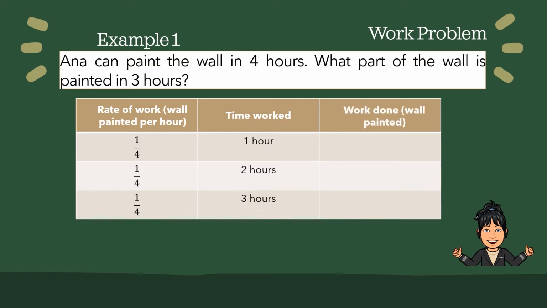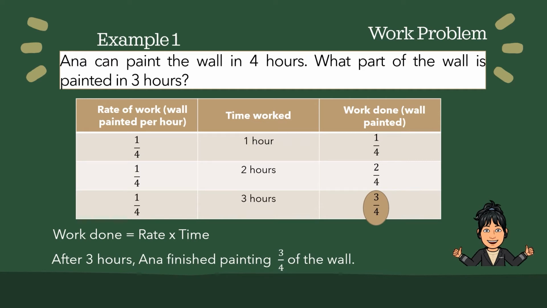And for the third column, we have the work done. The part of the work done by a person or machine is found by multiplying the rate and the time required in doing the task. So, we're going to use the formula work done is equal to rate times time. In 1 hour, the work done is 1/4. In 2 hours, we have 2/4. And in 3 hours, we have 3/4. Therefore, after 3 hours, Anna finished painting 3/4 of the wall.